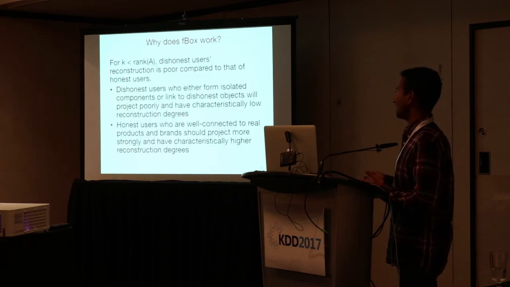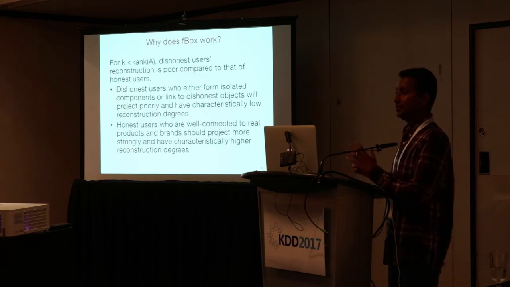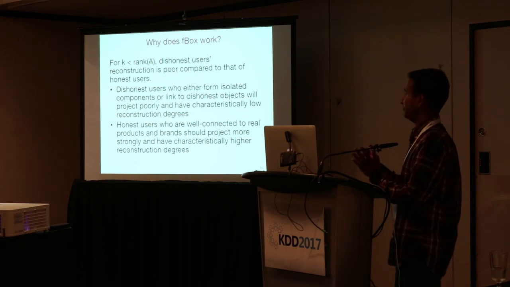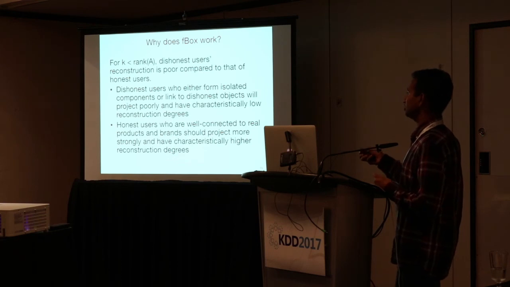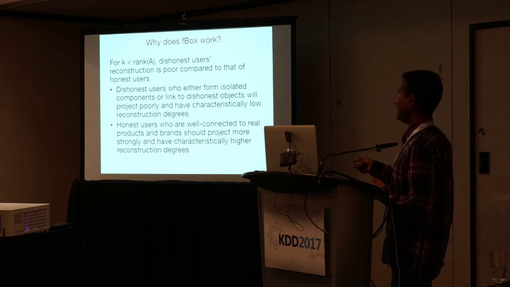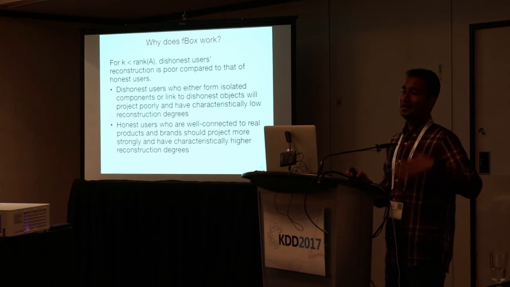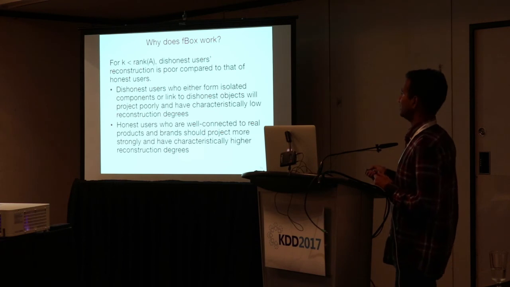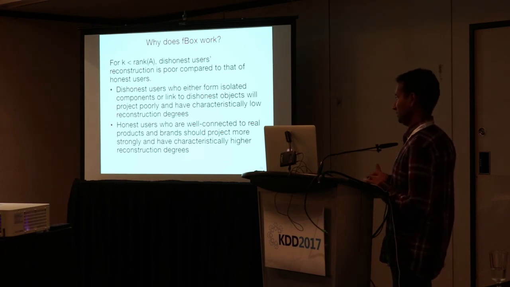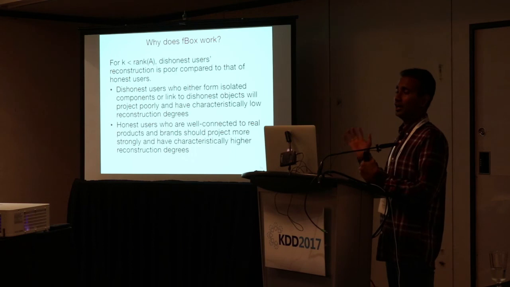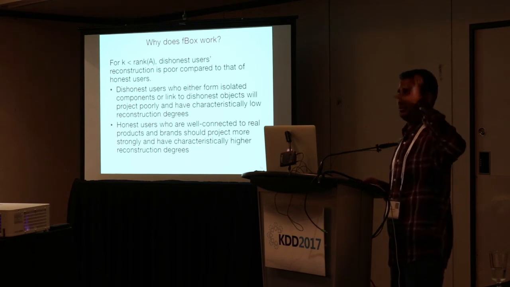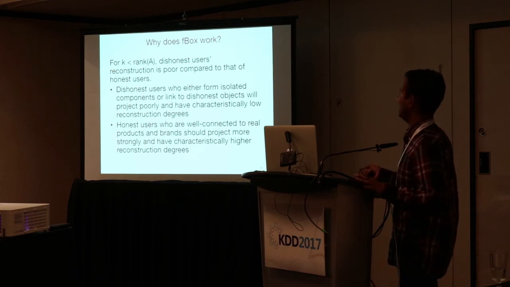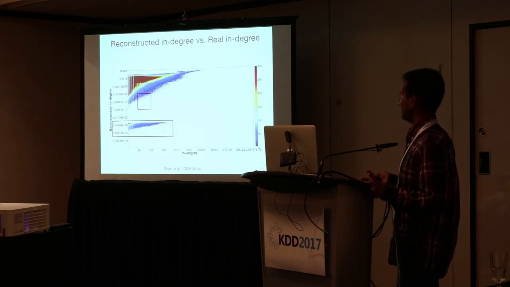The reason this algorithm works is that when you do the spectral clustering and reconstruct, the dishonest users are projected poorly at the lower values of k, and therefore their reconstruction is very bad. But honest users have a lot of projection even for the low values of k, and that is why they are very well connected.